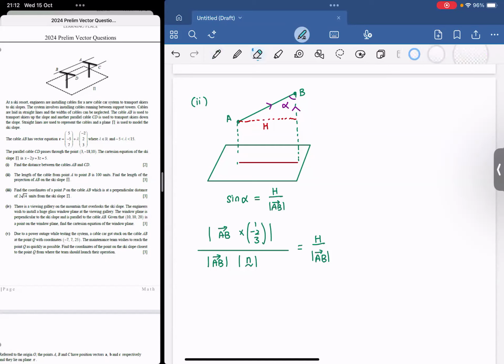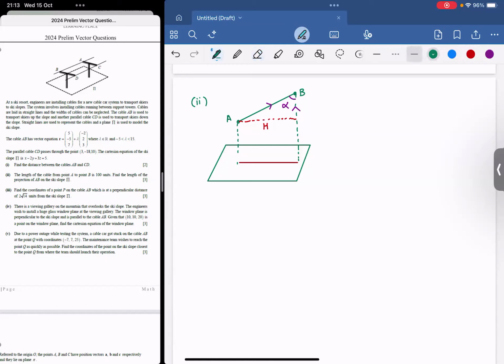What should I do? Okay, don't do it like that. Sorry. We cannot do that because I do not know what vector AB is. I cannot just take the direction. But what we can do is find the angle alpha. So how do we find angle alpha?